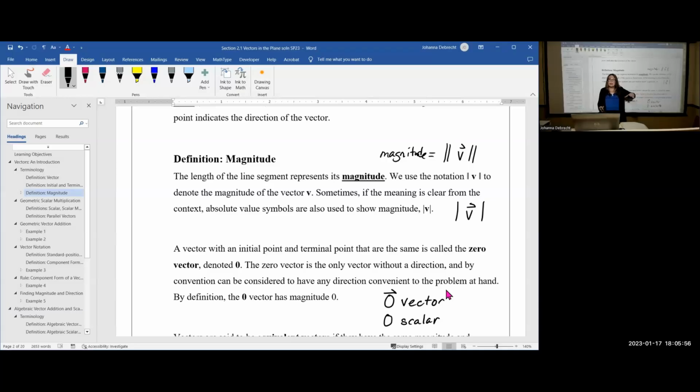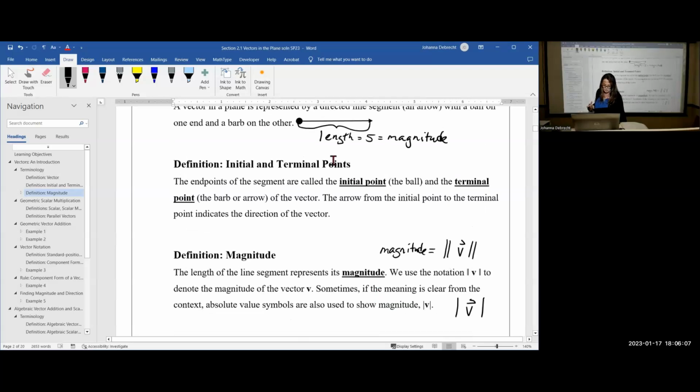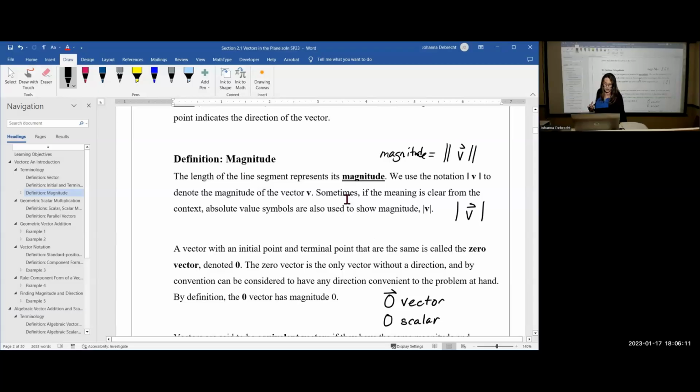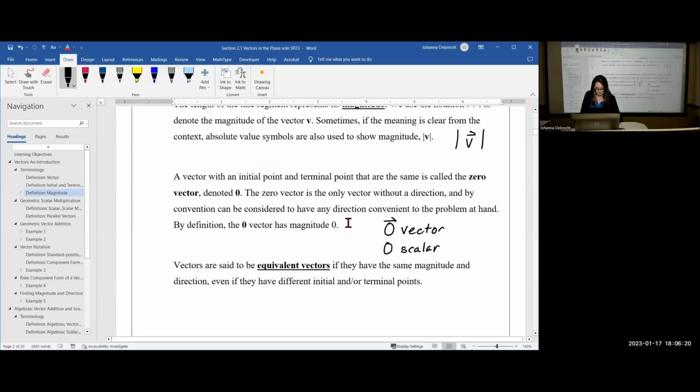So it has both magnitude of 0, which is a scalar, and it has direction that could point in any direction at all. Now, that's not normal, right? I mean, normally a vector points in one particular direction. But because the 0 vector has 0 length, we say it could point in all directions, which is kind of weird, but that's sort of the way we think of it.